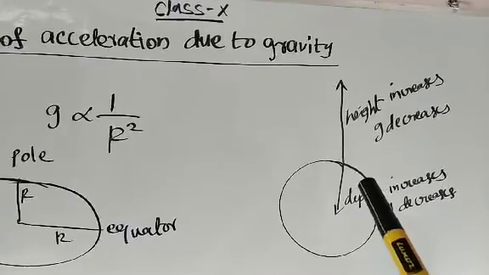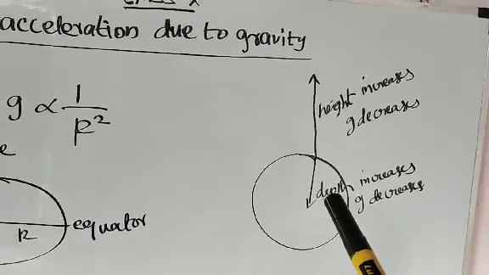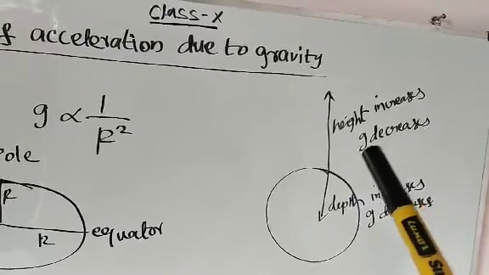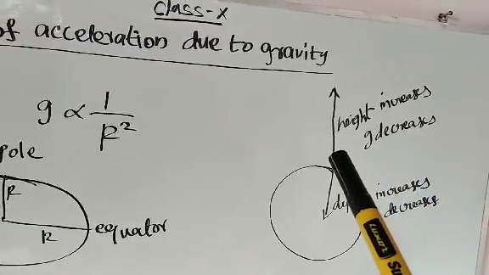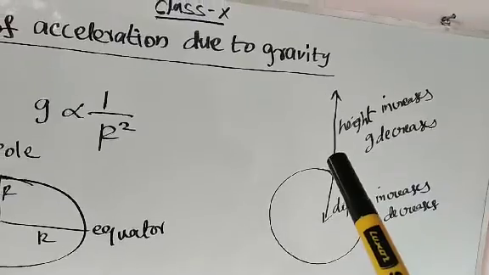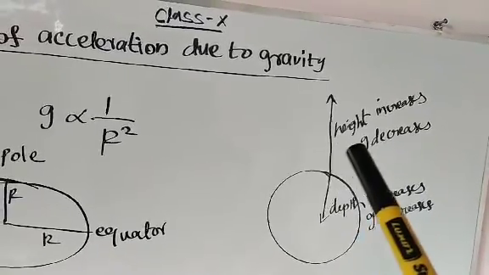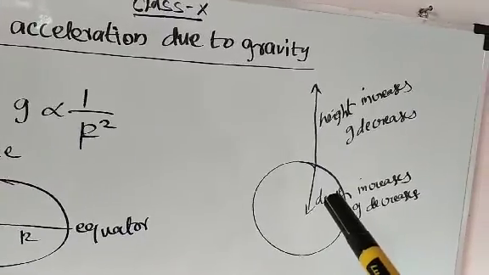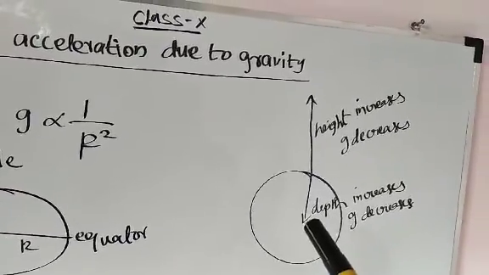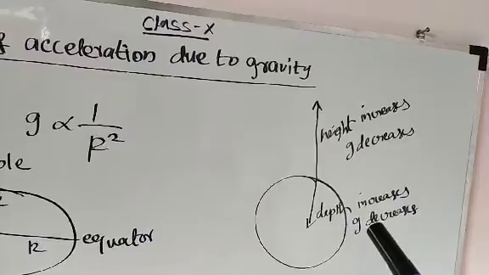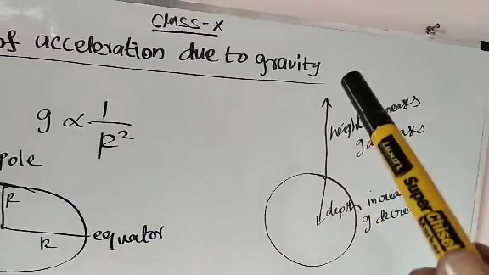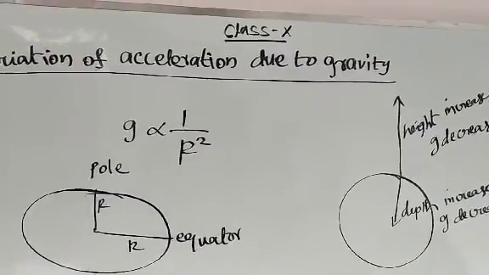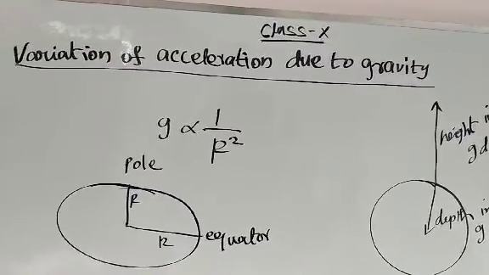So consider Earth is a sphere. Acceleration due to gravity decreases at a certain height from the Earth. Acceleration due to gravity decreases at a certain depth from the Earth. As depth increases, acceleration due to gravity decreases. As height increases, acceleration due to gravity decreases. So this is the variation of acceleration due to gravity.